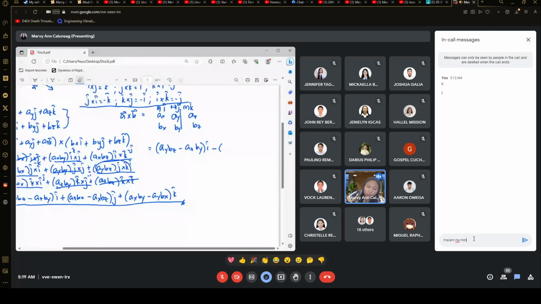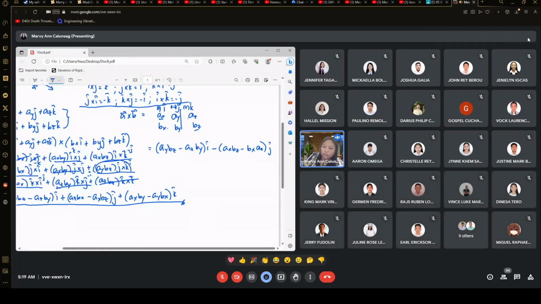So under J, we will imaginary delete, and then the remaining elements we will cross multiply. So AX, BZ. AX, BZ. Then minus the product of BX, AZ. BX, AZ. This would be your numerical value for the component of J hat.